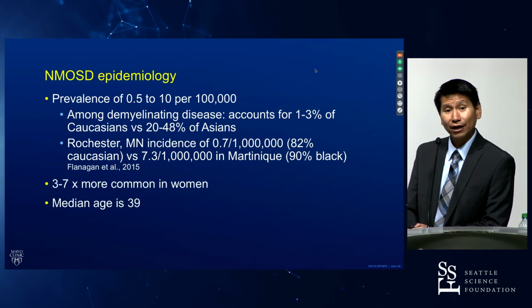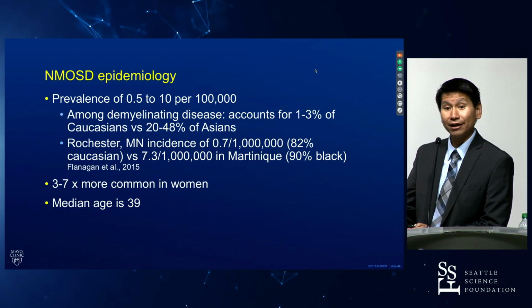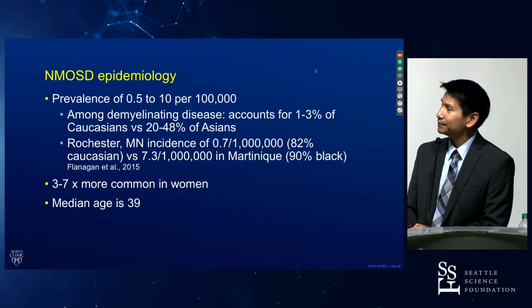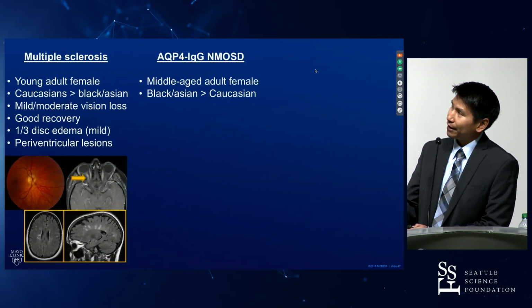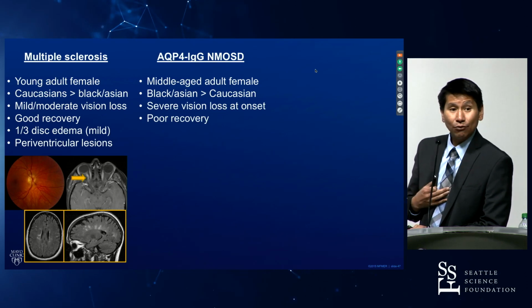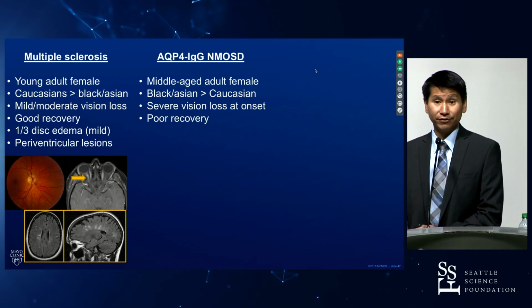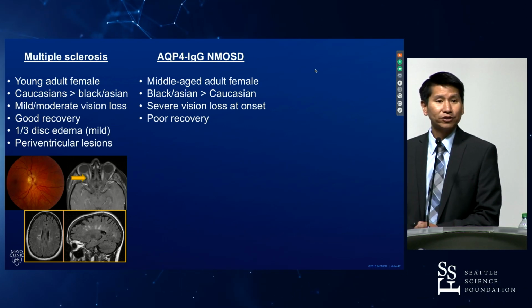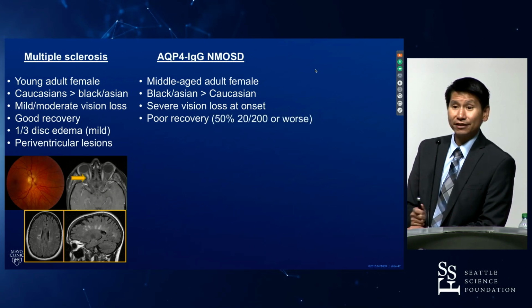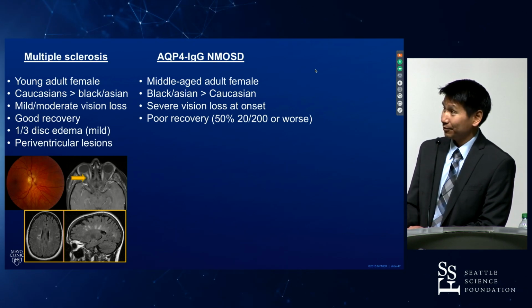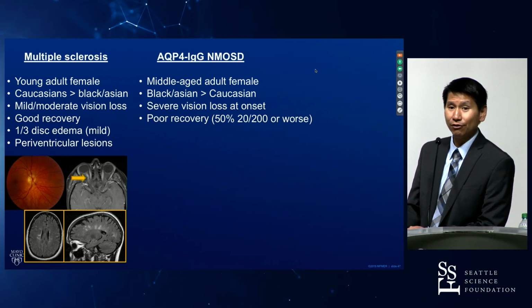It's 3 to 7 times more common in women, so that's even more female predominant than you see in multiple sclerosis. And the median age is 39, so about a decade after MS. So again, comparing MS to aquaporin 4, for NMO, we're gonna have middle-aged adult female, Black and Asians more commonly affected than Caucasians. The reason why we see this and why it's important in our ophthalmology is the severe vision loss with optic neuritis from NMO. The vision loss is very severe at onset and unfortunately has poor recovery. 50% of patients will end up with a vision of 20/200 or worse, which is legally blind, compared to about 3% for MS, so just a lot worse outcomes.